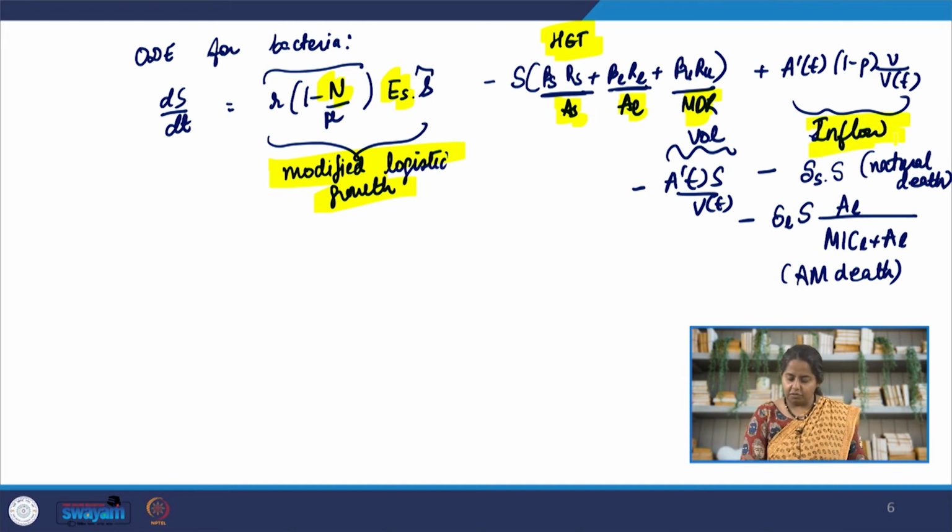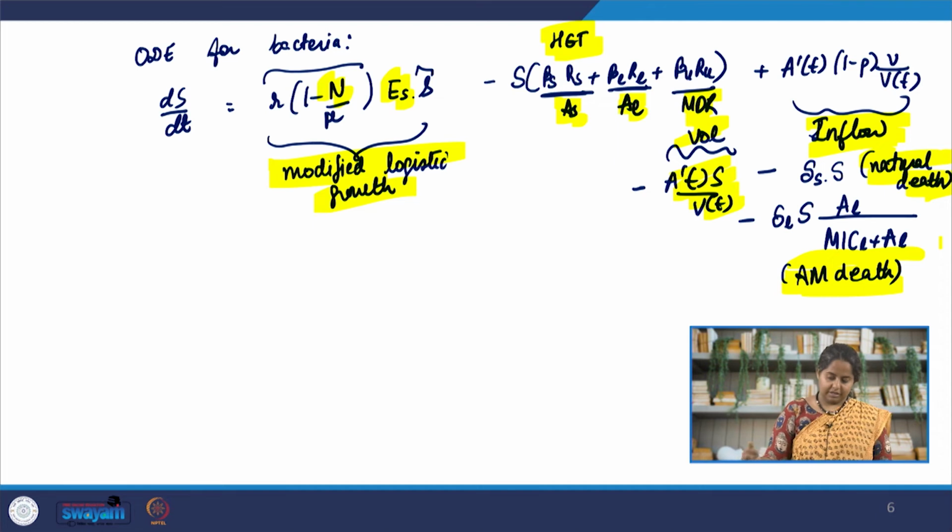Then we have the inflow, which also accounts for not just the rate at which the inflow is changing, but the rate at which the volume is changing because of the incoming slurry. And then the rate at which the volume is changing because of outgoing slurry, natural death of sensitive bacteria, and the death of sensitive bacteria because of antimicrobial resistance.